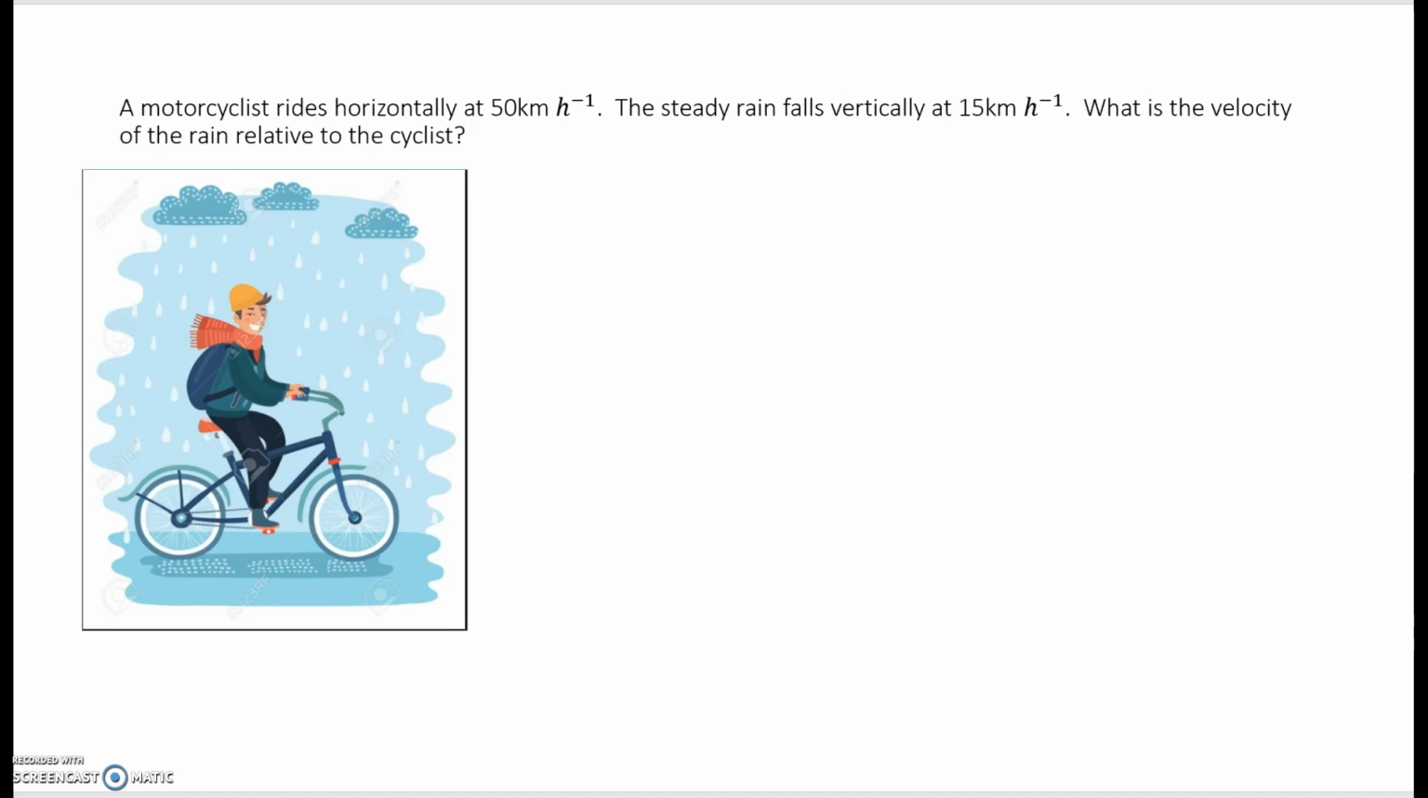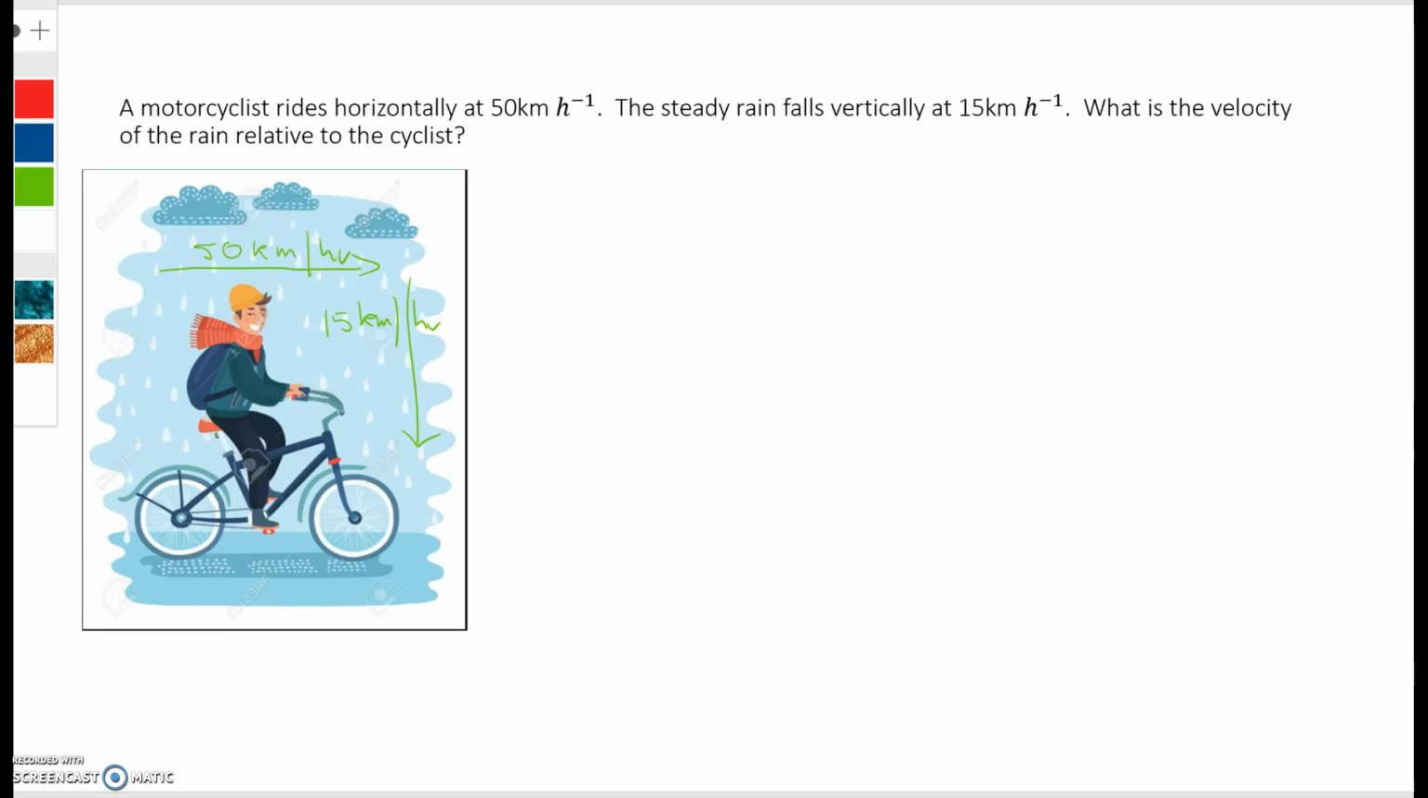Right, we've got the situation here where we've got a motorcyclist riding in the rain. He's riding horizontally at 50 kilometers an hour, and the rain's coming down at 15 kilometers per hour. And what we've got then, these two velocities are both given relative to the ground.